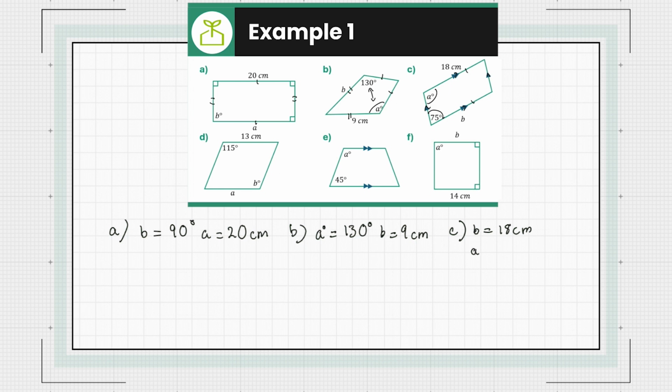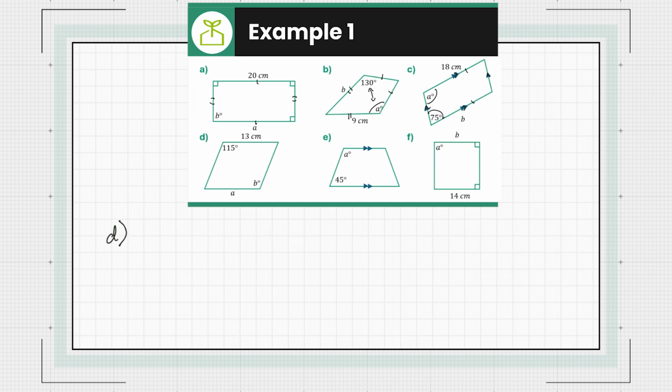And then to work out what A is, we know that A plus 75 degrees has to equal 180 degrees. Okay, so if we take away 75 degrees, A is going to be equal to 180 minus 75. Okay, so A must equal 105 degrees. Alright, let's look at the next three. So let's look at D.